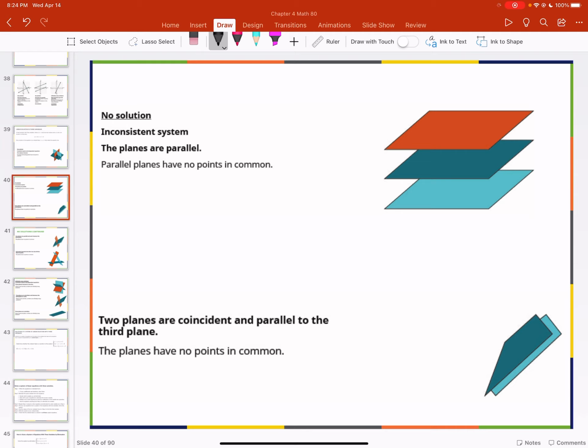They have no points in common. Another type of no solution is when you have 2 planes that are coincident. That means they're the same plane on top of each other. And then it's parallel to the 3rd plane, so the 3 of them have no points in common. It's a solution if the 3 planes share a point or line, and in this case they didn't.